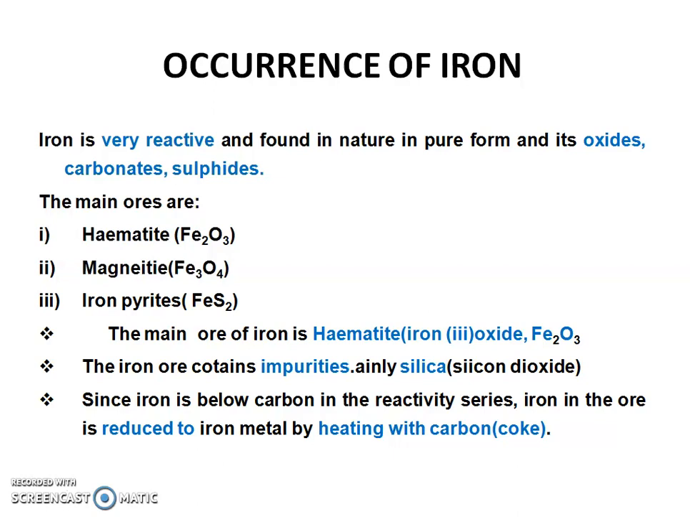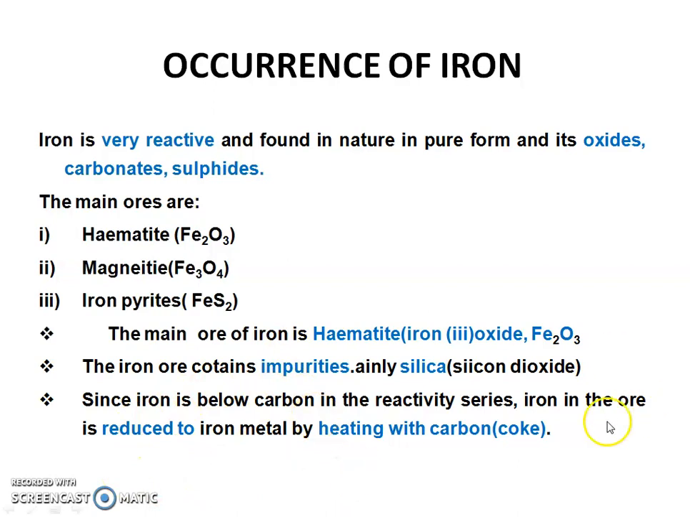The main ores of iron are hematite, Fe2O3, magnetite, Fe3O4, and iron pyrites, FeS2. Whatsoever, we only concentrate on the ore hematite. It is the most important main ore of iron, from which we can extract iron in higher amount.